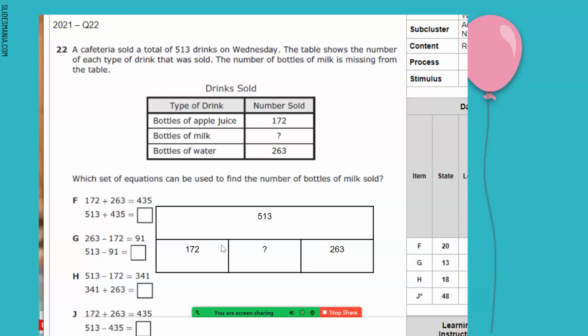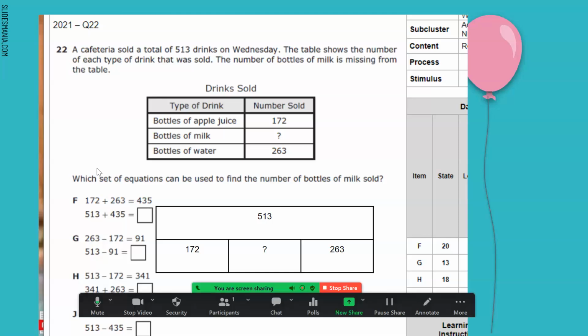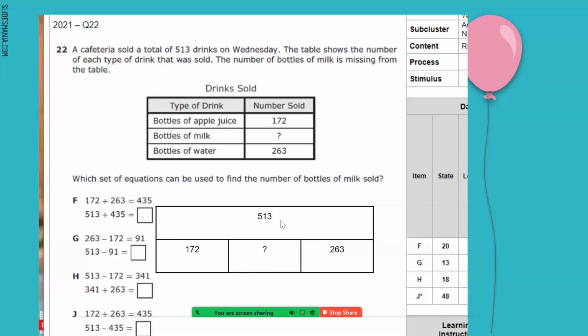Is that going to help me find the bottles of milk? This one I have 513 minus 172. Okay, I could start that way, but then from there I would have to take away the 263. And look at this. This has us adding the 263. That doesn't make sense. So our last one, when we add 172 plus 263, we add these two pieces, we get 435. And then from there, we take the 435 away from this, and that'll give us our missing part. And that's exactly what this answer choice shows. So making sure that sometimes we show the two steps like this instead of just in one single equation.